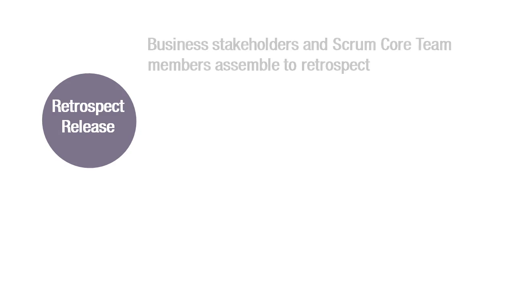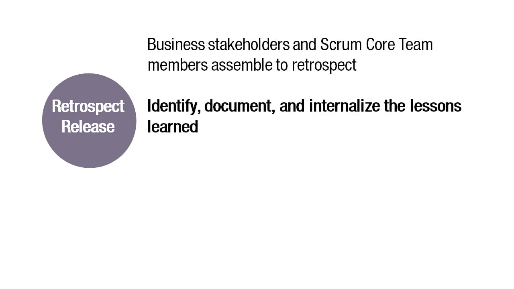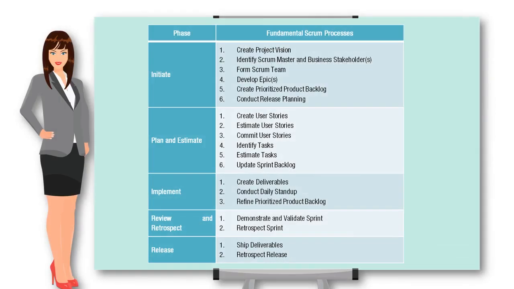Retrospect Release. In this process, which completes a release, business stakeholders and Scrum core team members assemble to reflect on the release and identify, document, and internalize the lessons learned. Often, these lessons lead to the documentation of agreed actionable improvements to be implemented in future projects. This brings us to the end of the segment.